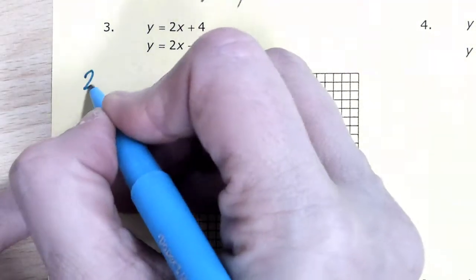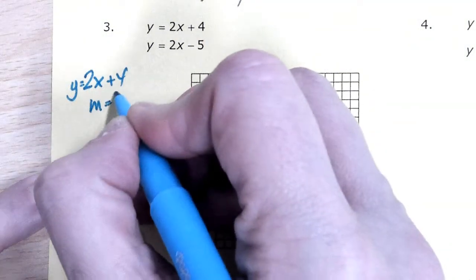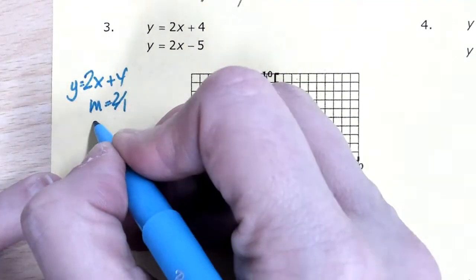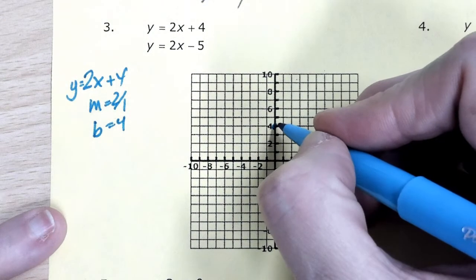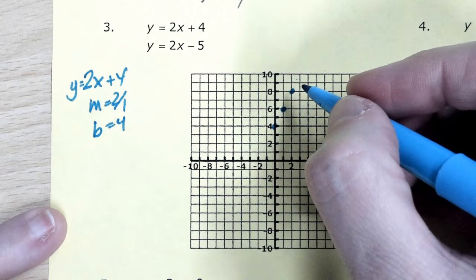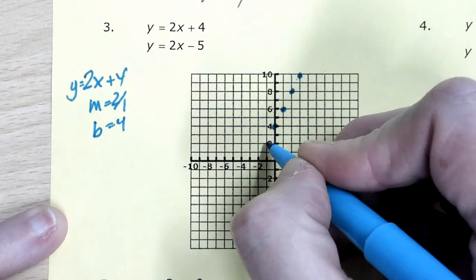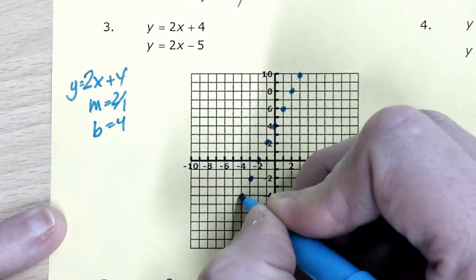Okay? So for 2x plus 4, I have a slope of 2, and I have a y-intercept of 4. So I'm going to start at 4. I'm going to rise 2, run 1. Okay. And I'm just going to go ahead and go back in the other direction again, because I like to do it this way because it makes it really easy for me.